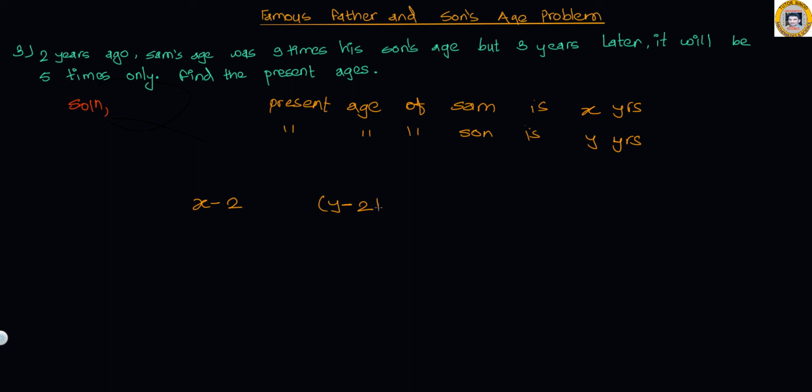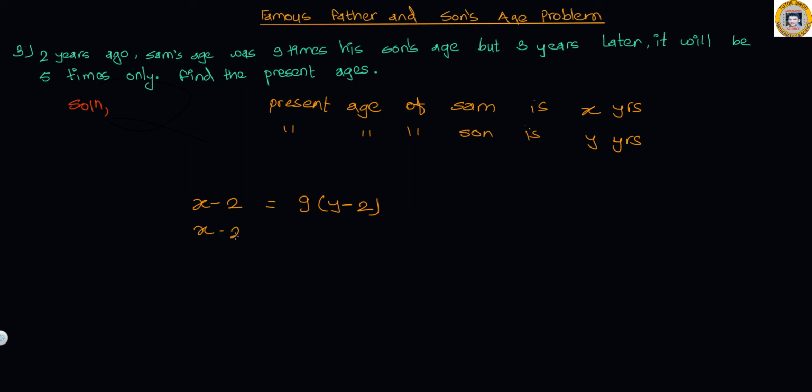So 2 years ago, Sam's age is 9 times the age of his son. So 2 years ago, which is y minus 2, times 9, must be equal to the age of Sam 2 years ago. So this will give rise to this equation. So let us proceed further.